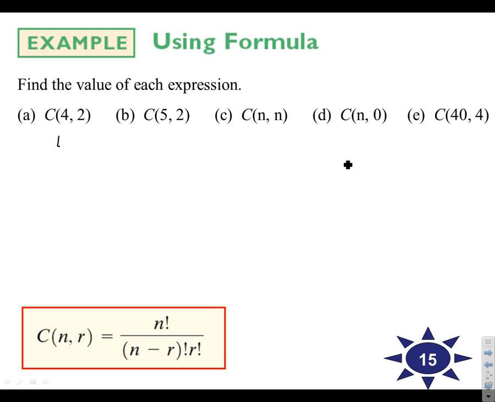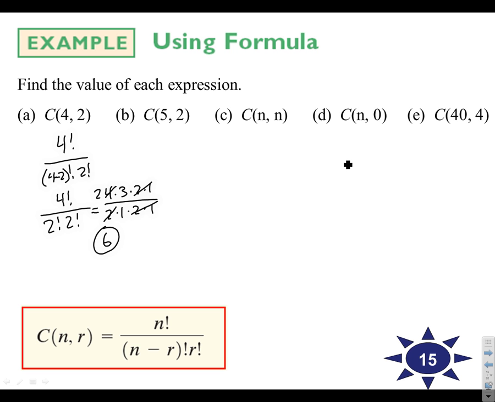So this is 4 factorial over (4 minus 2) factorial, times 2 factorial, which is 4 factorial over 2 factorial times 2 factorial. So here we're going to have 4 times 3 times 2 times 1 over 2 times 1 times 2 times 1. Cancel, reduce, and the answer is 6. All right. So what about C(5,2)?